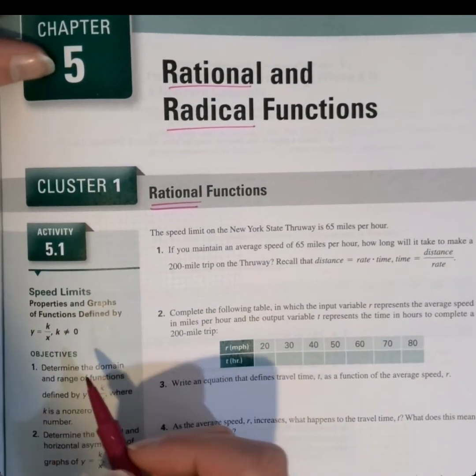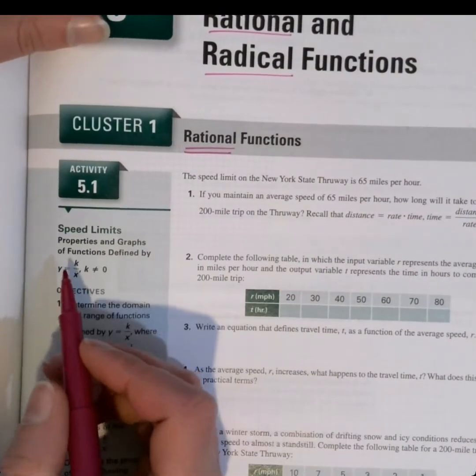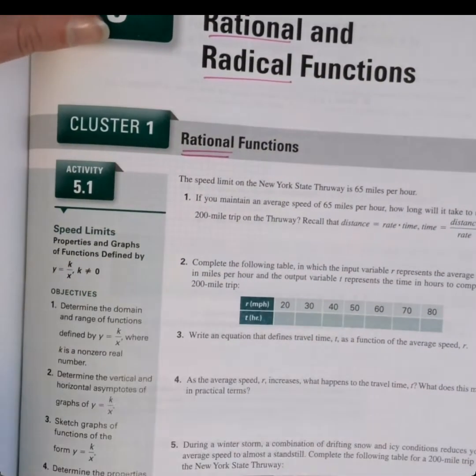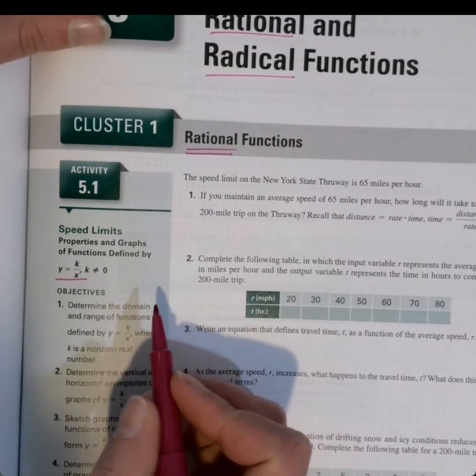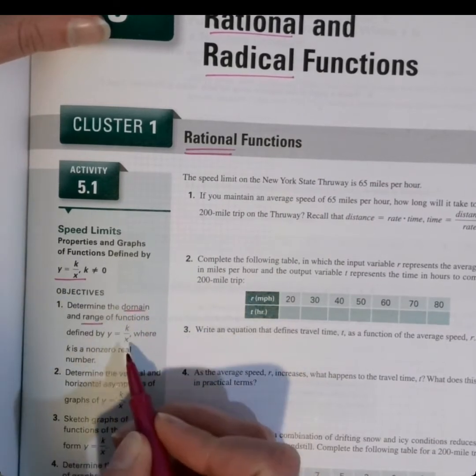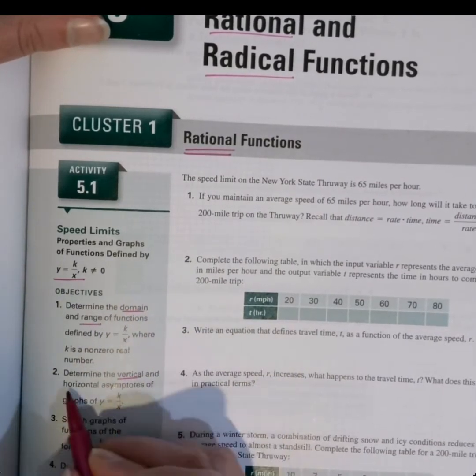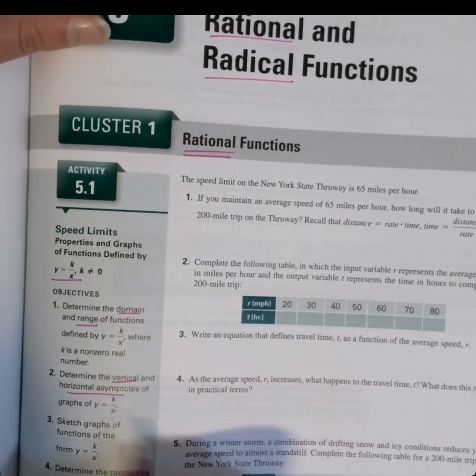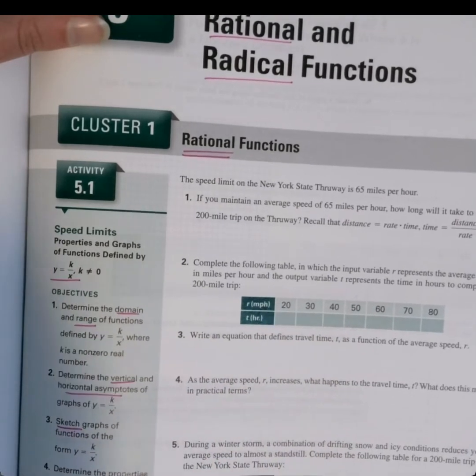We're going to begin with functions defined by y equals k over x, and we're going to talk about the domain and range of that type of function. We're going to talk about the vertical and horizontal asymptotes of that kind of function, and we're going to sketch some graphs and properties of the graphs of that kind of function.